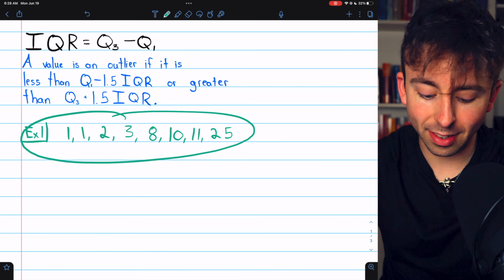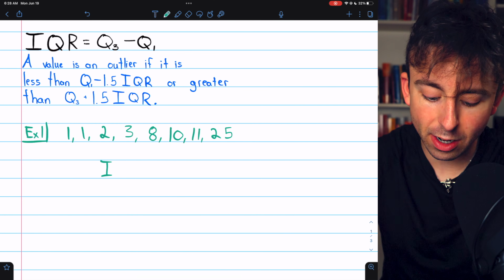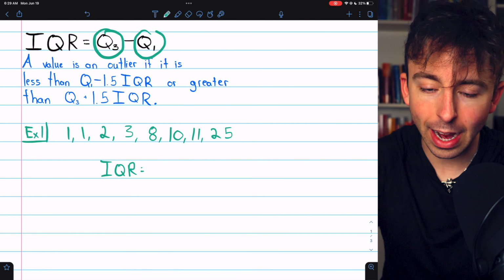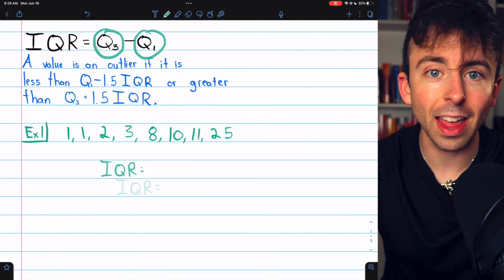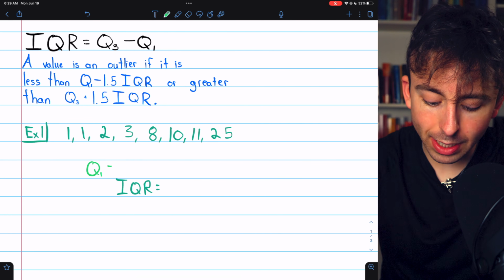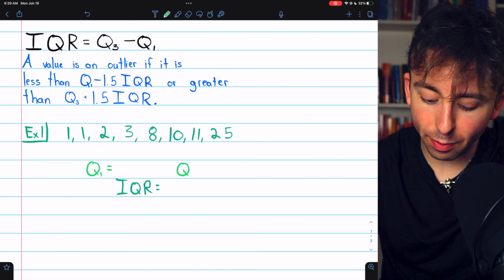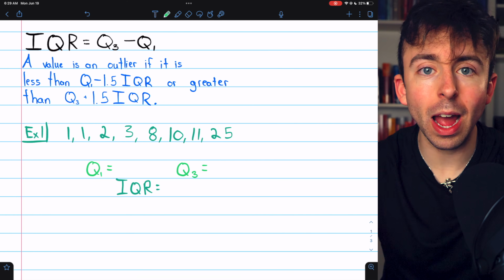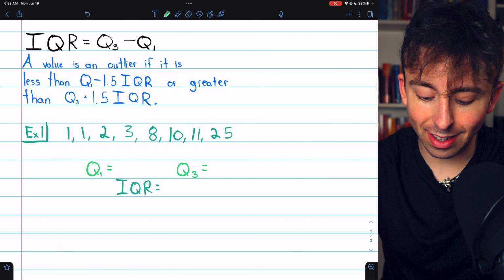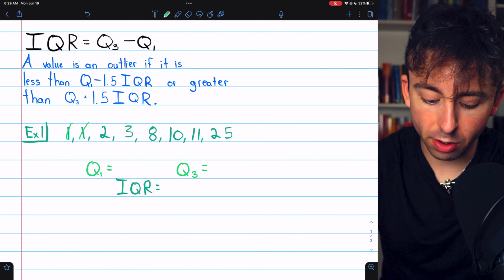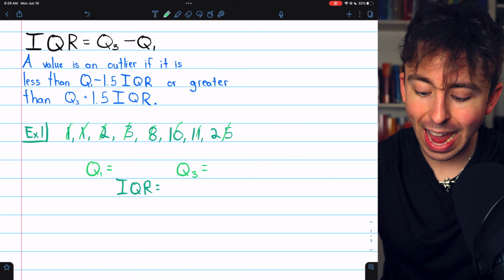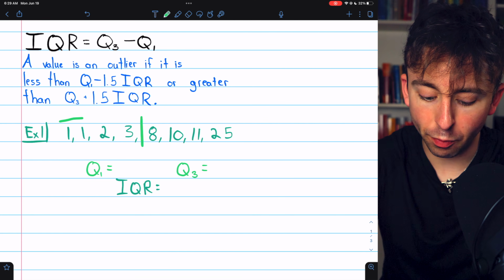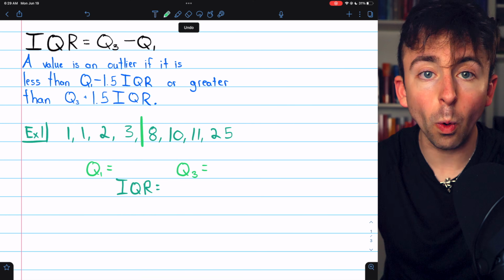Here is a data set. Our first goal is to find the interquartile range. To do that, we'll need to find the third quartile and the first quartile and then subtract them. The first quartile is simply the median of the lower half of data. Similarly, the third quartile is the median of the upper half of data. So we need to split the data in half. There are 1, 2, 3, 4, 5, 6, 7, 8 data points in this set. So we'll split it right down the middle, leaving 4 data points on one side and 4 on the other.